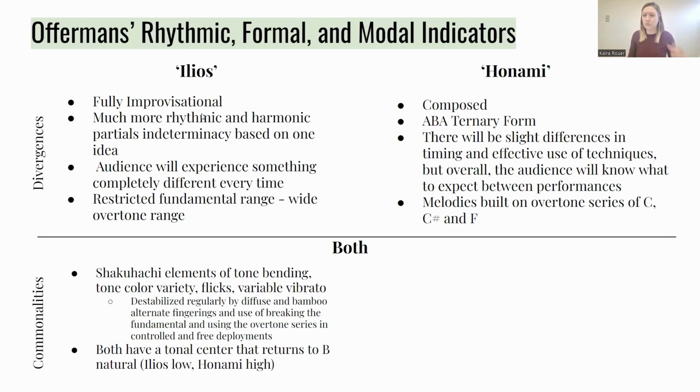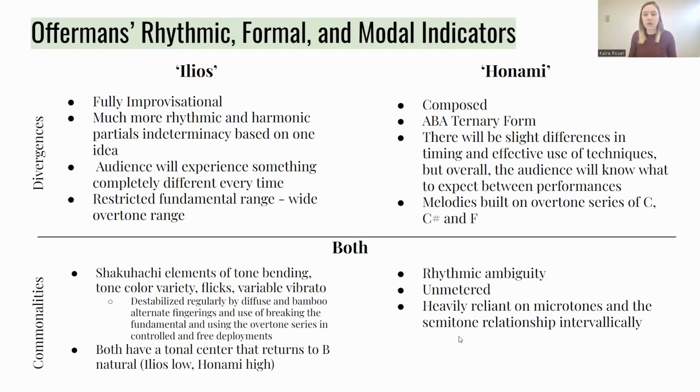Ilios relies on that B and then half steps around that really heavily, and then Honami again is building a lot of its melodic material on the fundamentals or the overtone series of those three fundamental pitches. Both have a lot of rhythmic ambiguity and indeterminacy, and both are very much unmetered and free. There was almost no way to meter Ilios without just relying on the recording timings.